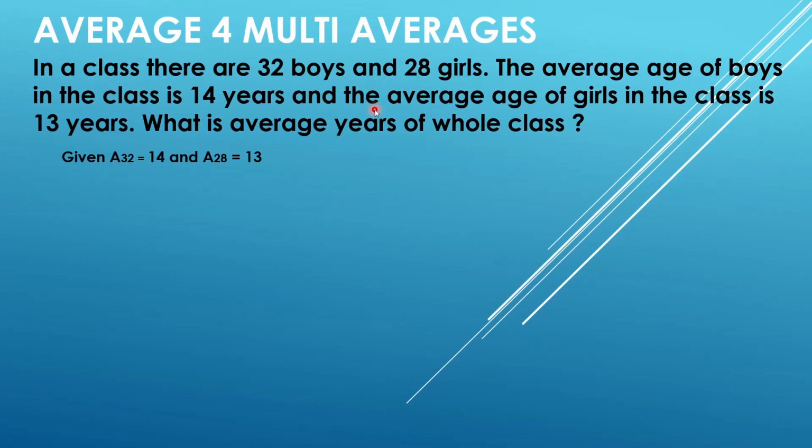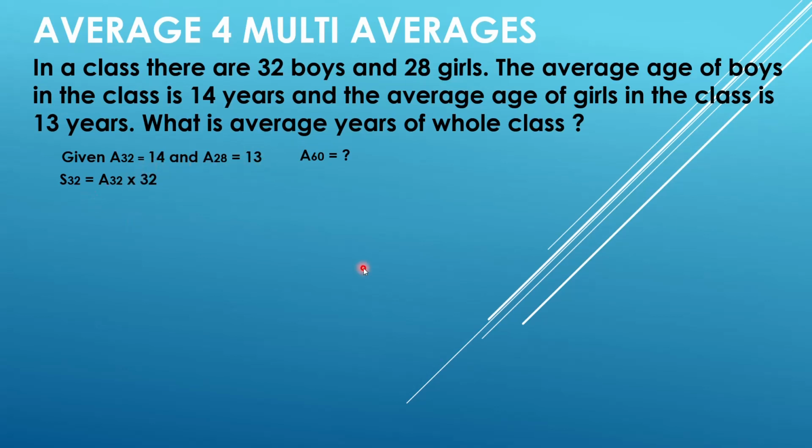First we'll check what they have given. A32 is given and A28 is given and we need to find A60. It is not the case that A32 plus A28 is equal to A60. This is an average, it is not a direct sum. If you add directly it will be 27, right? In the answer options you can also find this 27. So don't directly add that.